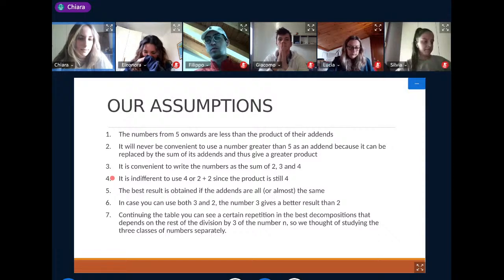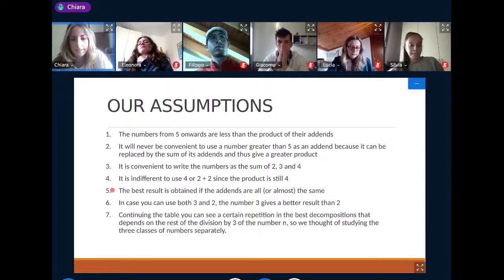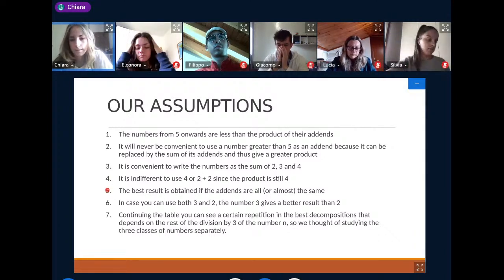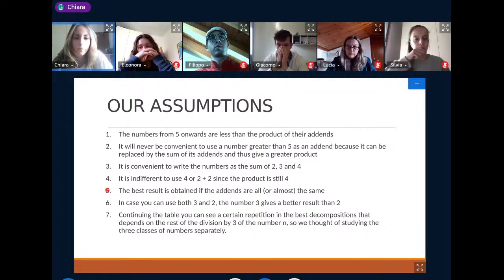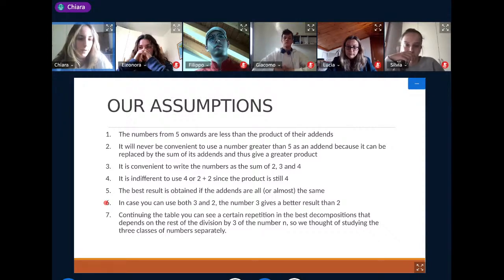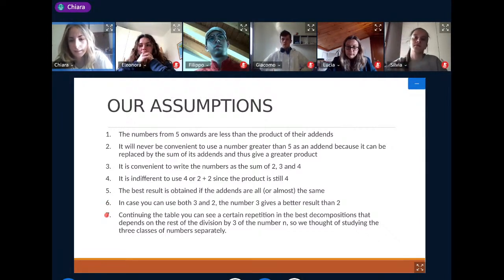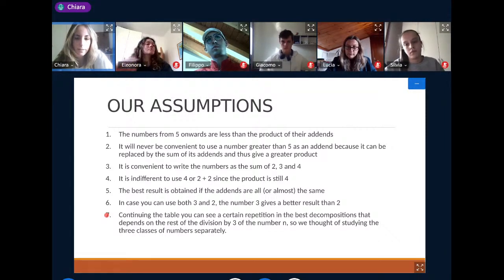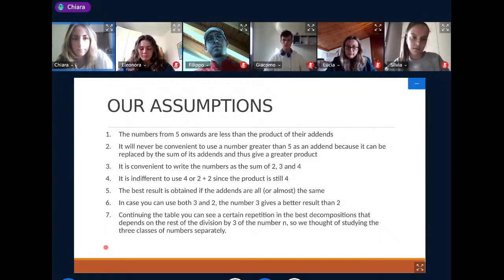The best result is obtained when the addends are all or almost the same, and if both 3 and 2 can be used, 3 gives a better result. Finally, looking at the table, you can see a certain repetition in the best decomposition that depends on the remainder of the division by 3 of the considered number. For this reason, to study the numbers, we have decided to divide them into 3 classes.